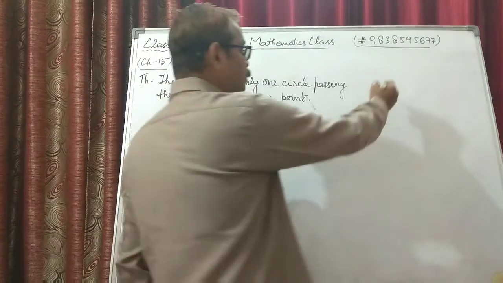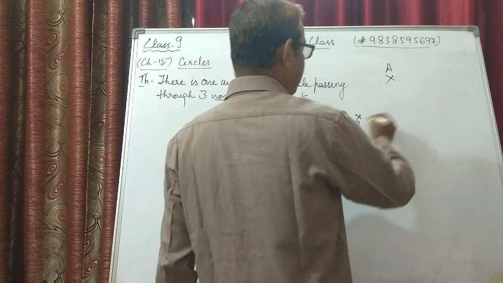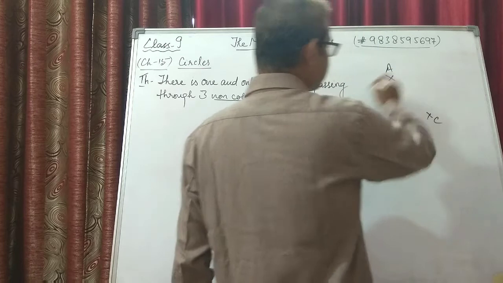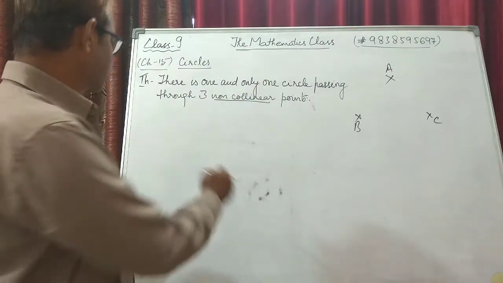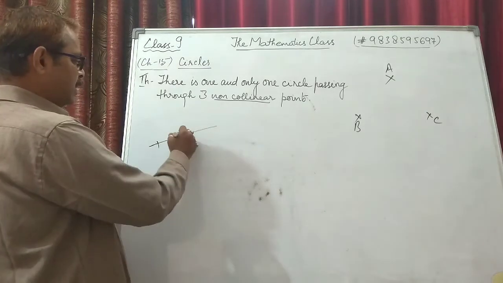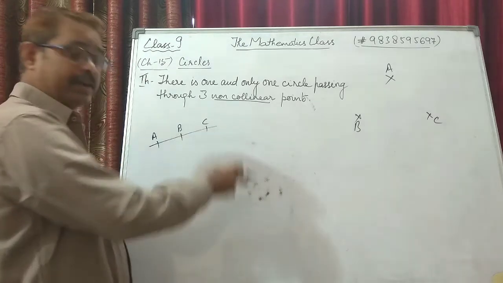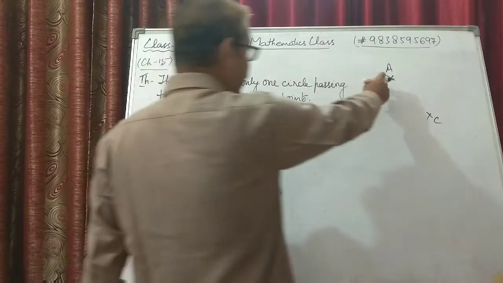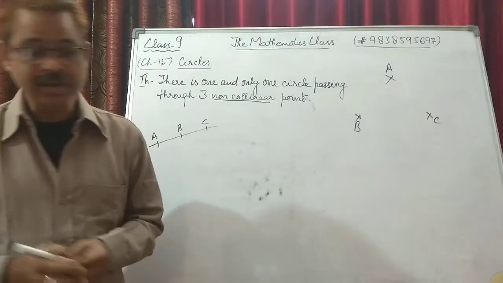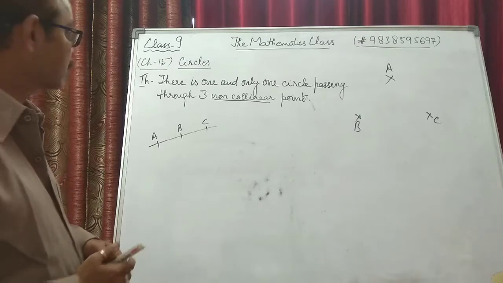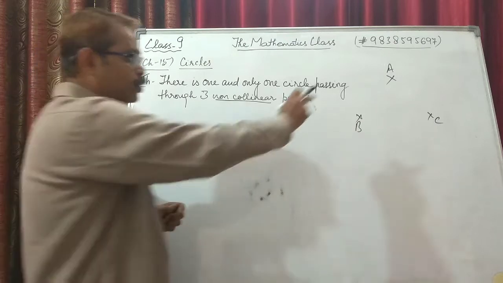Suppose I mark 3 points, let's say A and B and C. Now all these 3 points are not in a straight line. Suppose this is a straight line, I mark A, B, C. Now A, B, C are collinear points. And these A, B, C are non-collinear points. Non-collinear points means they are not in the same straight line. So with the help of this statement, I have drawn the diagram.